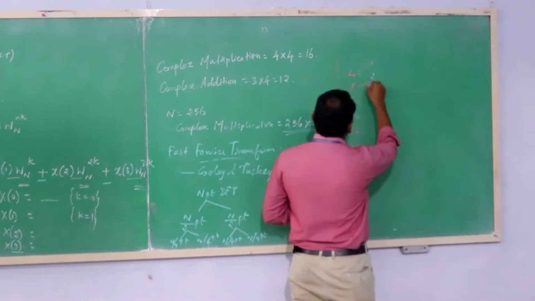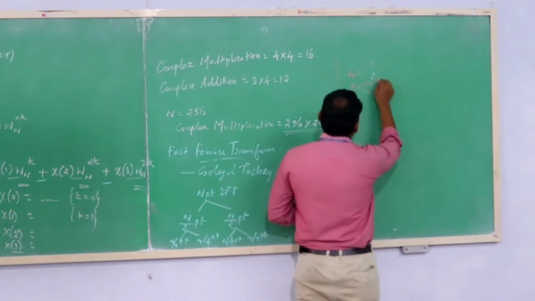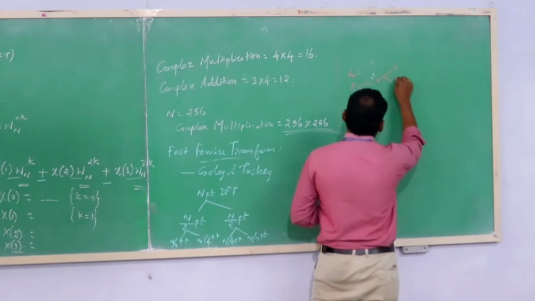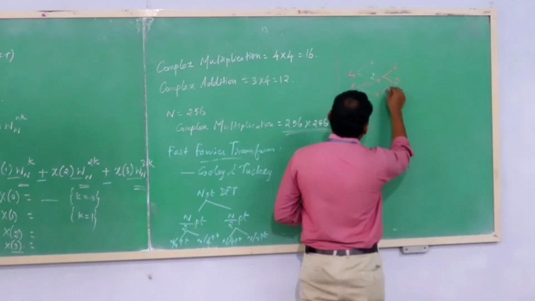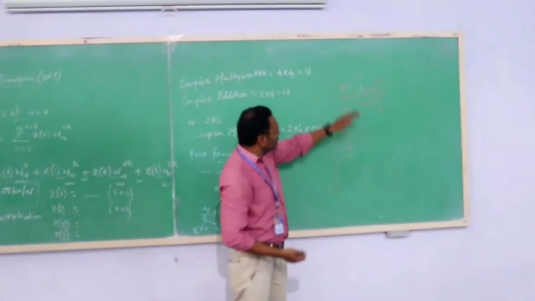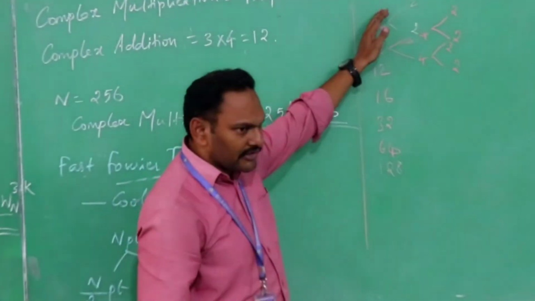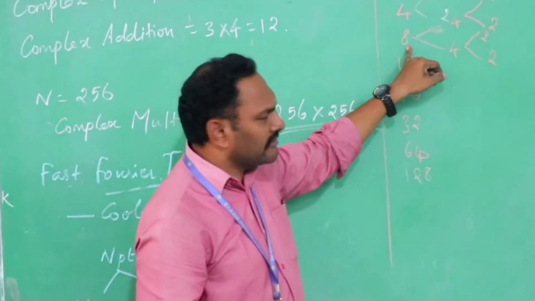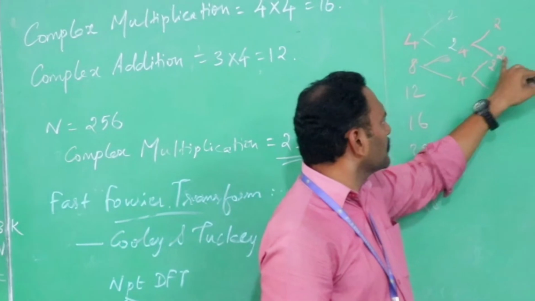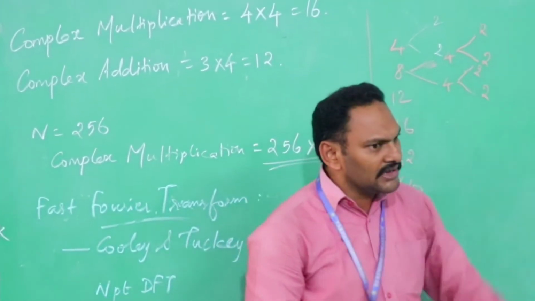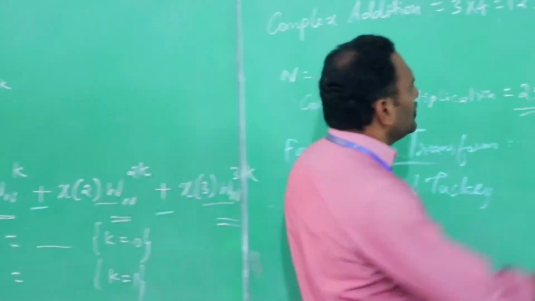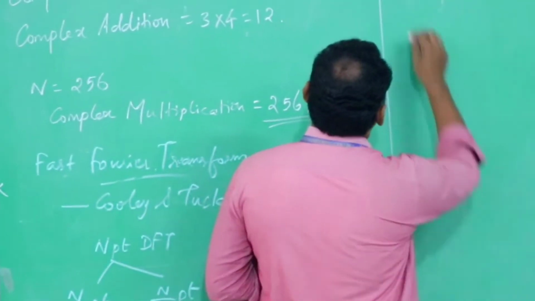Here 8 is subdivided into 4 and 4, and again we can subdivide 4 into 2. Likewise, we can subdivide the values like this. 8 will be subdivided into 4 plus 4. Again 4 will be subdivided into 2 plus 2. Likewise, we have to perform the fast Fourier transform operations, nothing but with N an integer power of 2.